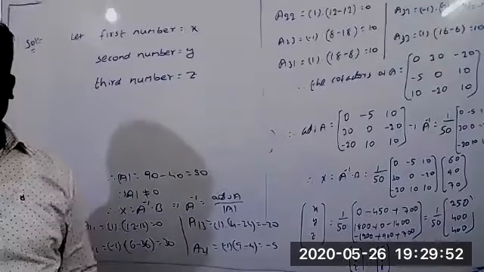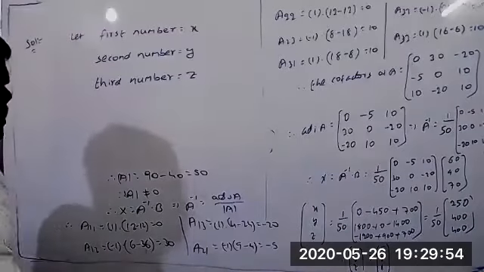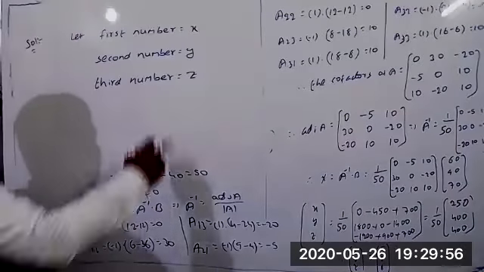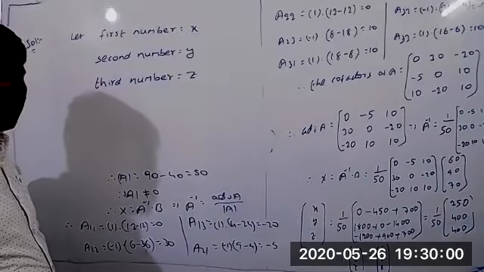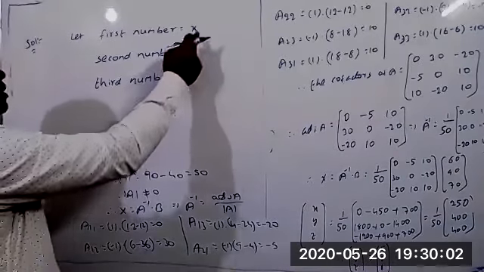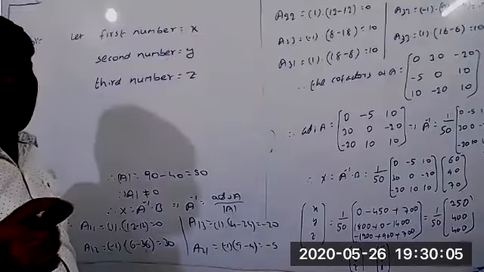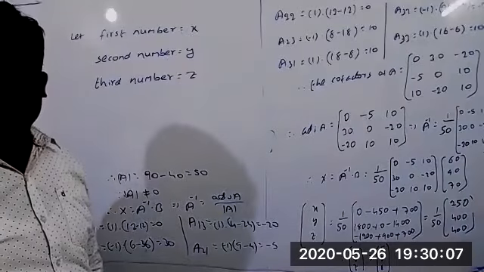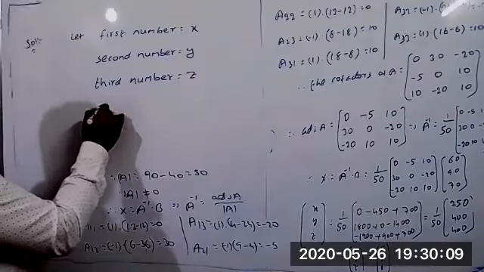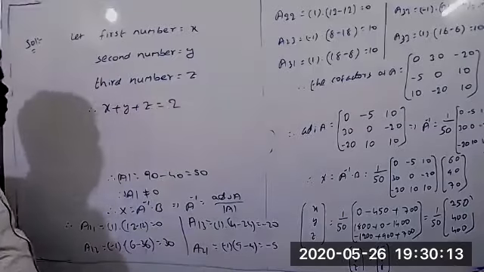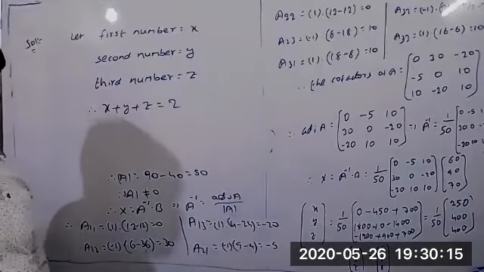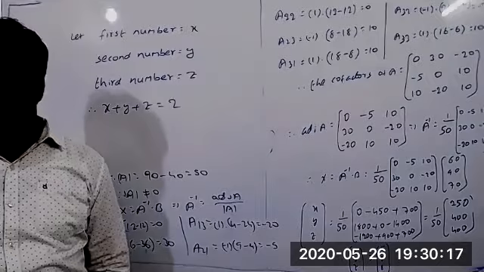Now coming to the conditions. What is the first condition here? The sum of three numbers equal to how much they gave? In the problem itself, 2. Therefore, what you can write now? x plus y plus z equal to 2 is the first equation.